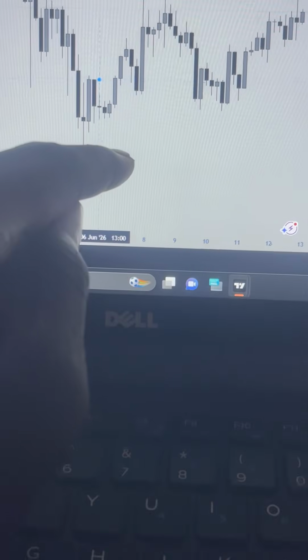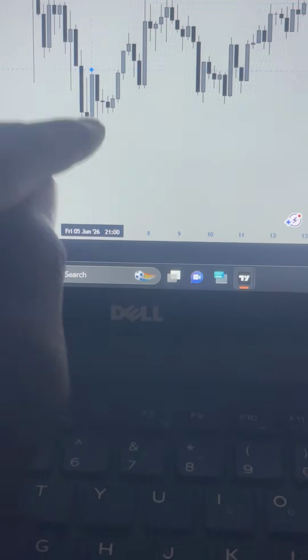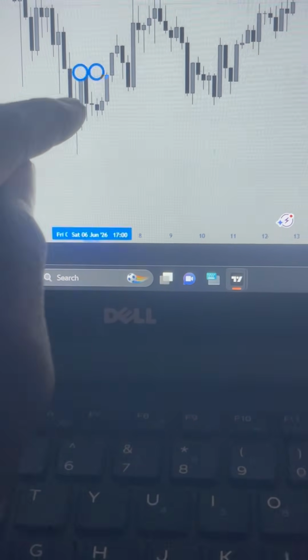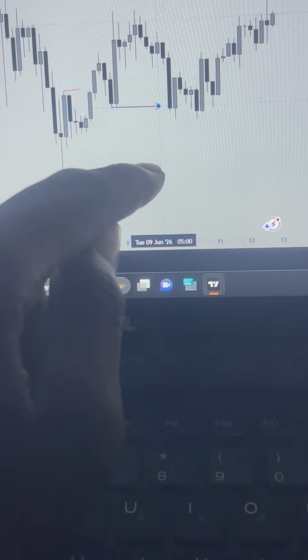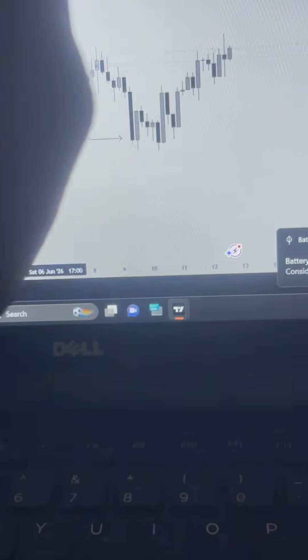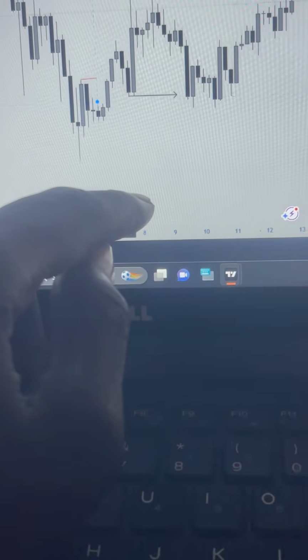So the first thing I'm going to do is go to the higher time frame to know my bias. You see, I have a break of structure to the upside, right? Then I have a liquidity, which is my inducement liquidity right here. I have this inducement liquidity, and the next thing is my point of interest, which is this order block.